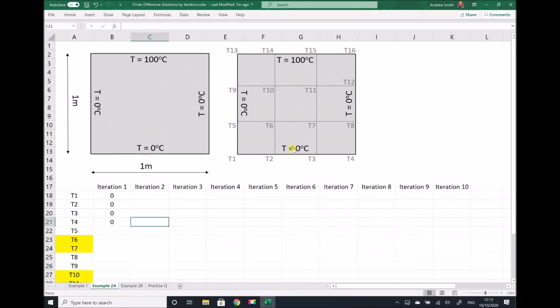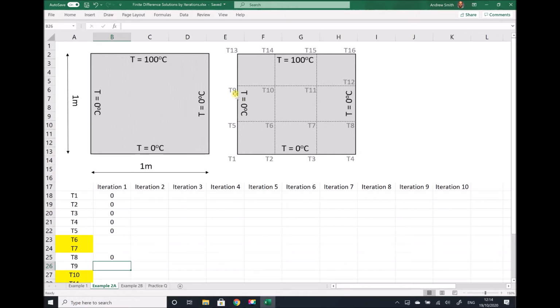If we continue to the second line, and again I'm just going to input what we know and what doesn't change first of all, T5 is also going to be 0 because it sits on that boundary where the temperature is 0. And T8 is also going to be 0. It sits on a boundary where the temperature is 0 degrees C. So I'm going to put in T5 as 0. I'm going to skip T6 and T7 for now, and I'm going to input T8 as 0.